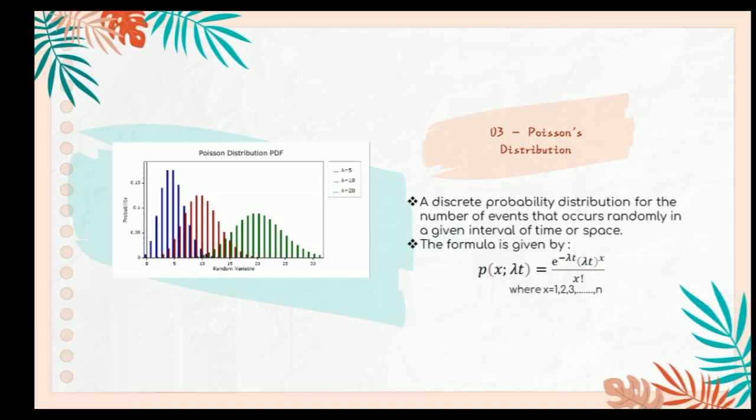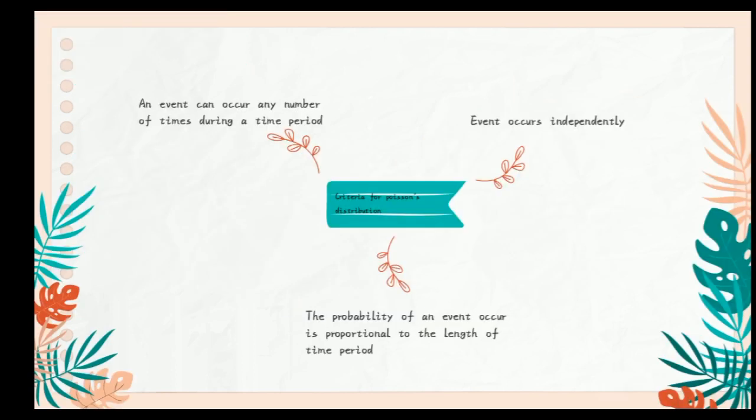The last one is Poisson distribution. It is a discrete probability distribution for the number of events that occur randomly in a given interval of time or space. And the criteria for Poisson distribution is that an event can occur any number of times during a time period, and it occurs independently. And the probability of an event occurring is proportional to the length of the time period.